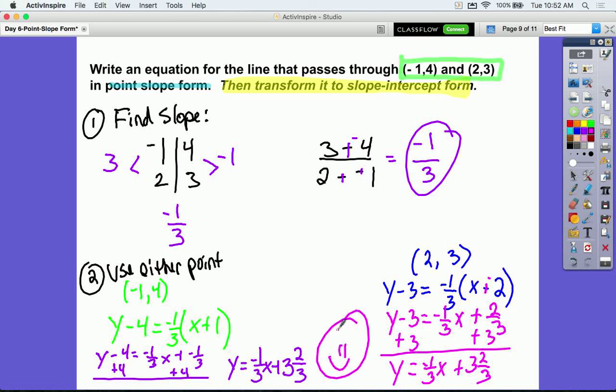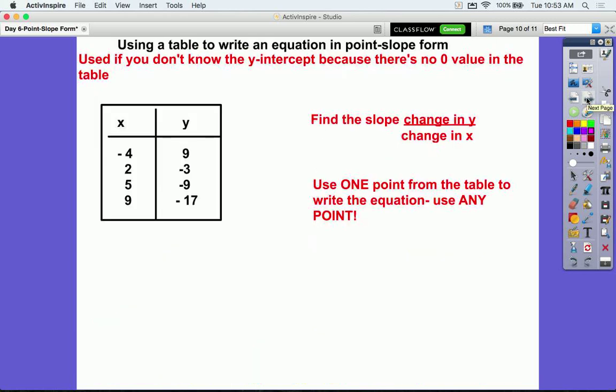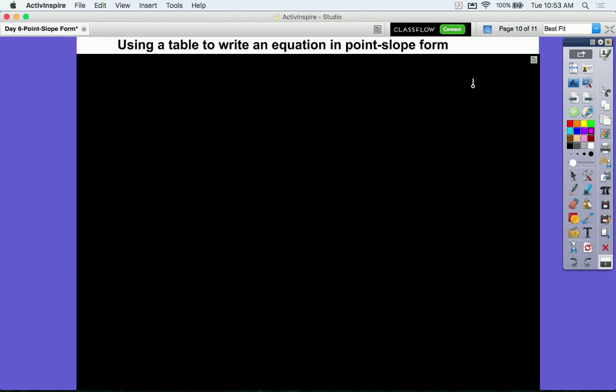So here's the point. You can choose either point. It doesn't matter to me which one you choose. You just do one and transform it, okay? You find your slope, you use either point to write it in point slope form, and you transform the one equation you did. I'm just doing it both ways so that you can see that it doesn't matter which point you choose.